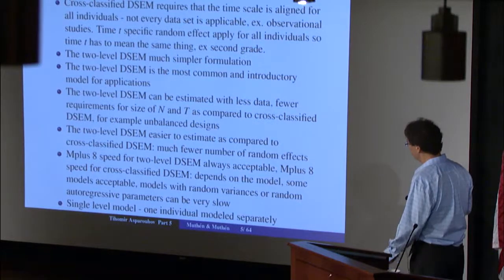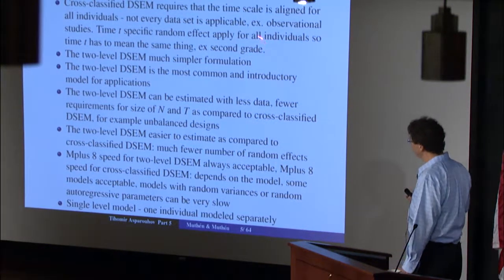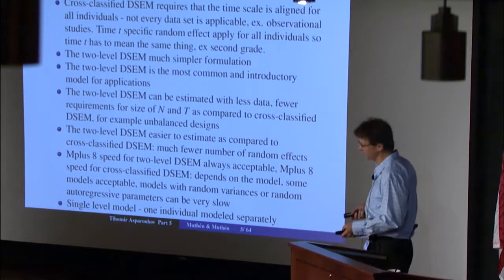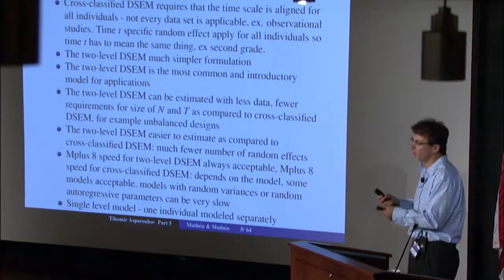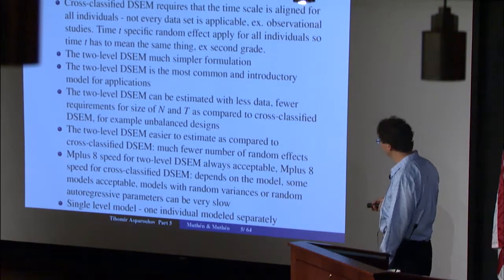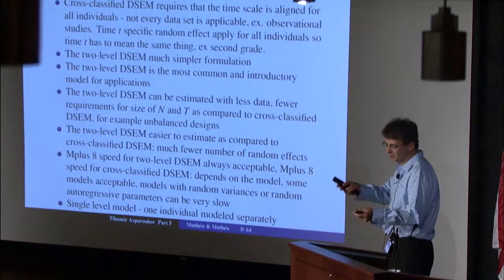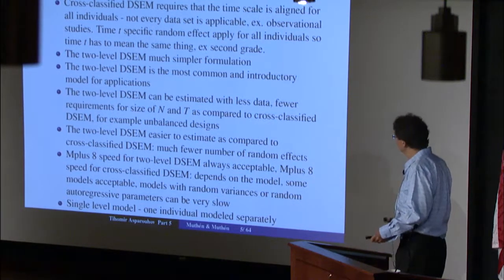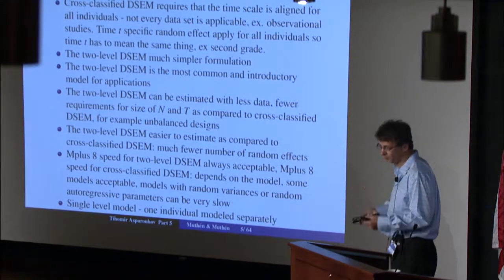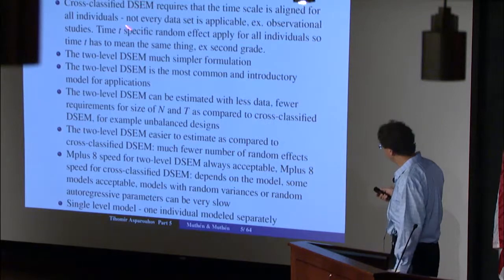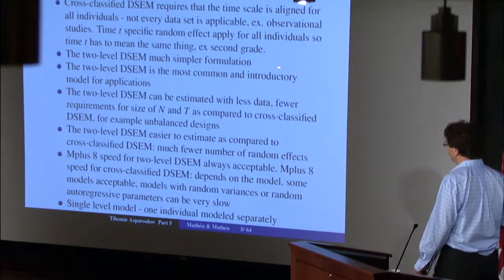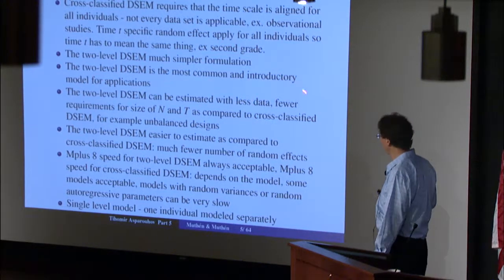If the time scale is not aligned, for example in observational studies where time 1 doesn't mean anything particular about it being time 1, it's just when you started observing the individual, then the cross-classified model would generally not apply. So the cross-classified model doesn't apply for every application. Keep that in mind.